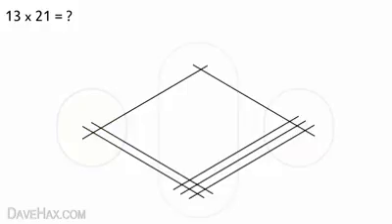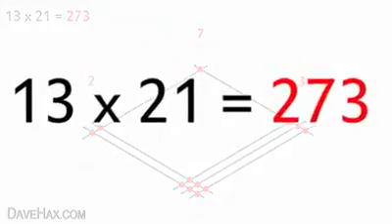Then starting from the right-hand zone, we need to count how many times any of the lines cross. In this case, 3. We write that here and move on to the next zone. So again, we count how many times the lines cross, 1, 2, 3, 4, 5, 6, 7, and write it at the top. Then move on to the last zone and do exactly the same again. 1, 2. 2, 7, 3. And that gives us our answer. 13 times 21 is 273.